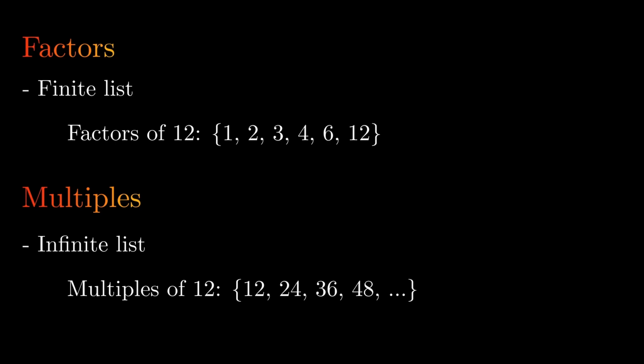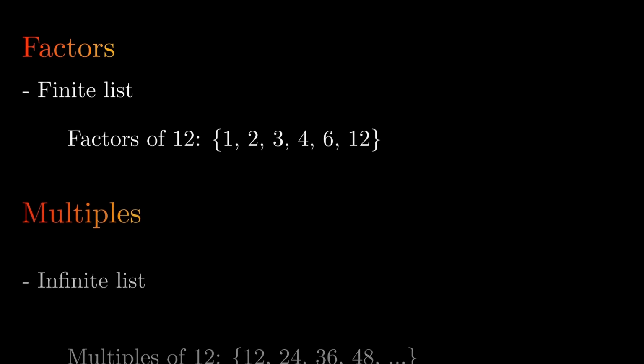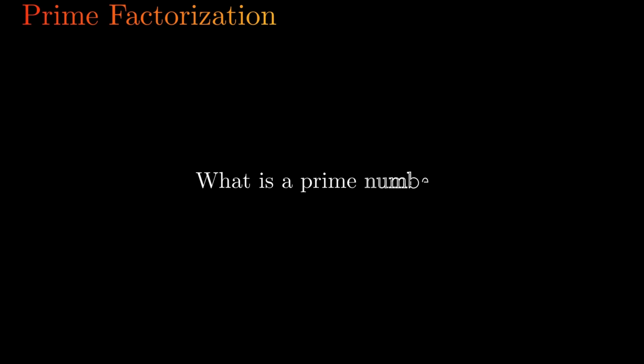Building on our lesson about factors, let's explore a very important concept called prime factorization. But before we can do that, we have to answer a key question. What is a prime number? A prime number is a whole number greater than 1 that has only 2 factors, the number 1 and itself. Take the number 7. The only whole numbers that multiply to get 7 are 1 times 7. That's it. It has only 2 factors, 1 and 7.